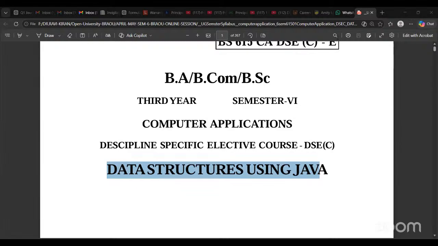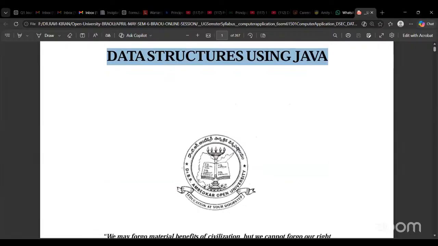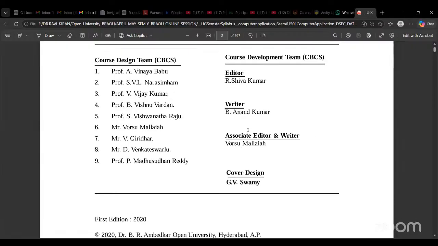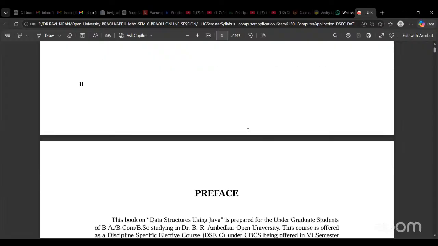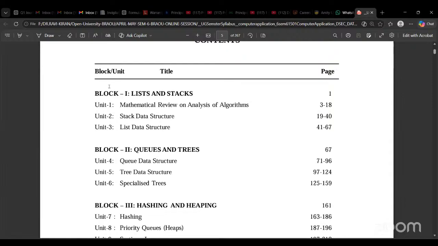Now, as part of the sixth semester, we are understanding the subject Data Structures Using Java. As part of this course, we will understand the following topics. These are the topics we will understand.